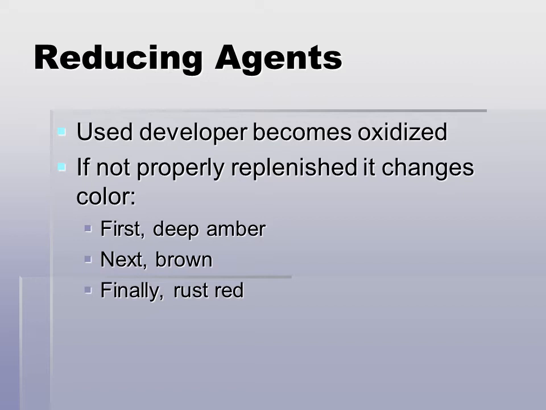Used developer becomes oxidized, which reduces the strength. If not properly replenished, it changes color. First, it becomes a deep amber, next a brown, and then finally a rust red.